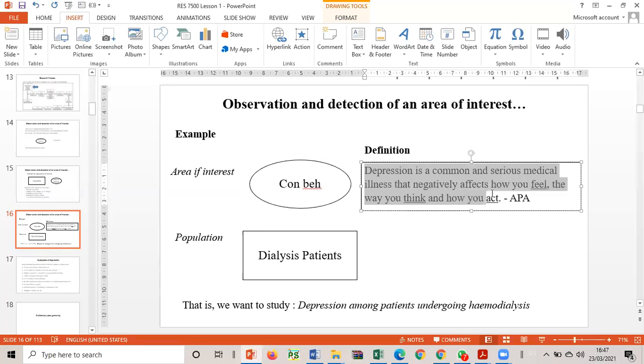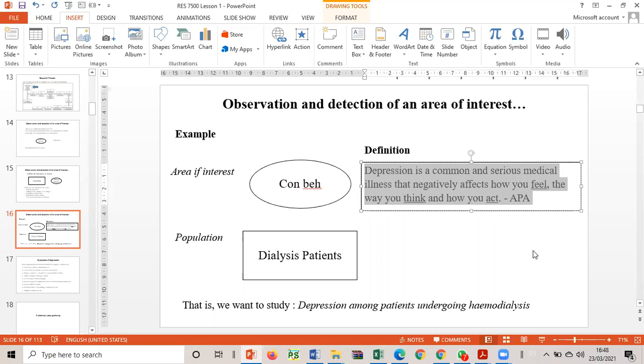What's the definition of consumer behavior? Go to Google. Don't give your own definition. Go to Google and type there, what is consumer behavior? All the others are the same. Write your area and go to Google and search what is consumer behavior. Okay. So what's the consumer behavior definition?